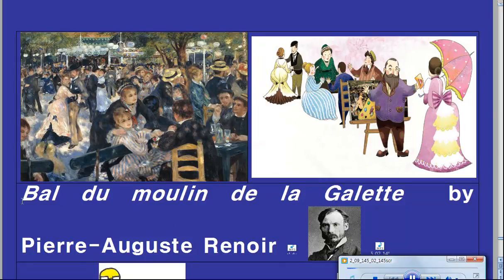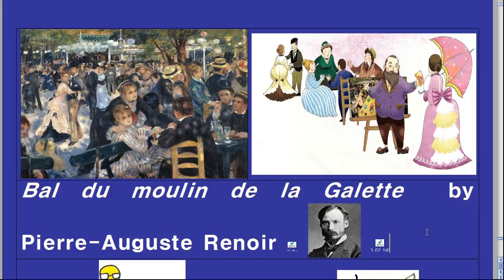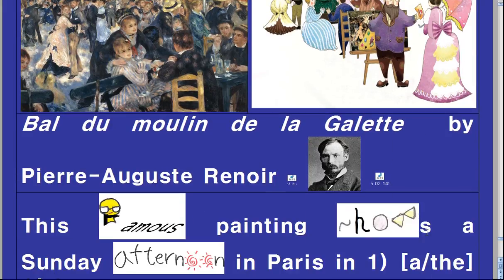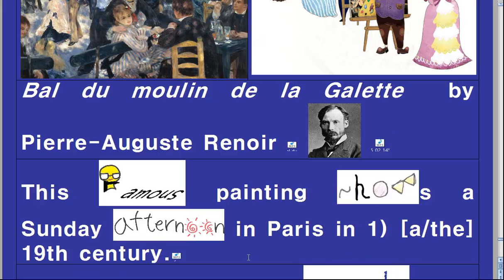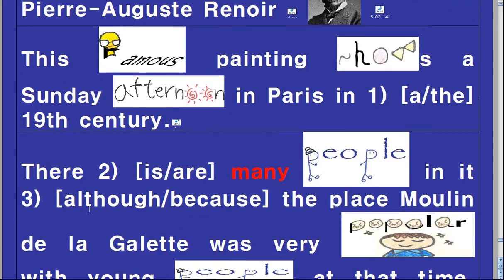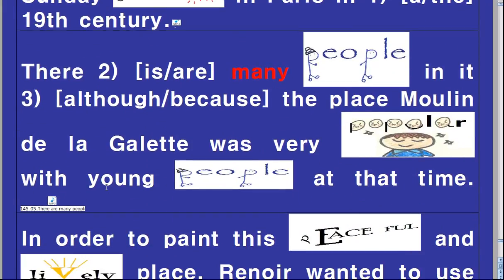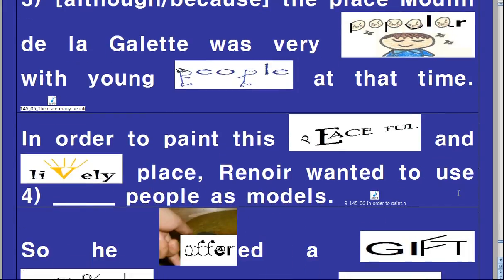Bal du Moulin de la Galette by Pierre-Auguste Renoir. This famous painting shows a Sunday afternoon in Paris in the 19th century. There are many people in it because the place, Moulin de la Galette, was very popular with young people at that time. In order to paint this peaceful and lively place, Renoir wanted to use common people as models.